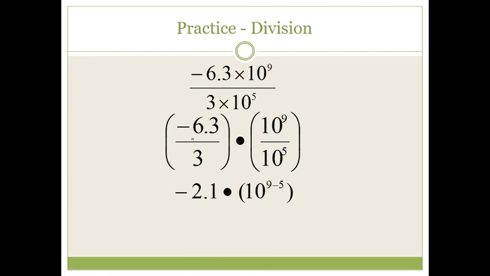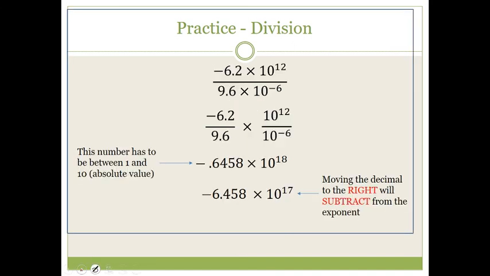So when I divide these two numbers, I get -2.1. Remember, we still have to follow the rules for integers. If you get a negative number out there, that's okay. The nice thing is, notice that it's a number between 1 and 10, absolute value-wise. So I'm happy. We won't have to be moving the decimal around after this. And 9 minus 5 is 4. So we get -2.1 times 10 to the fourth power.